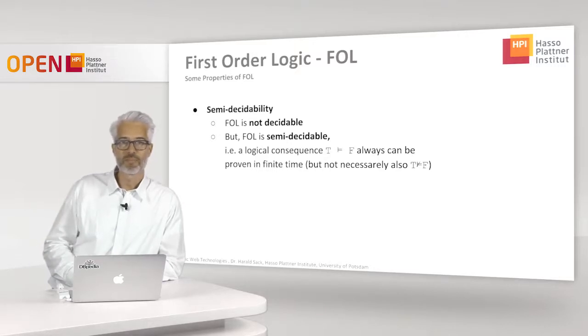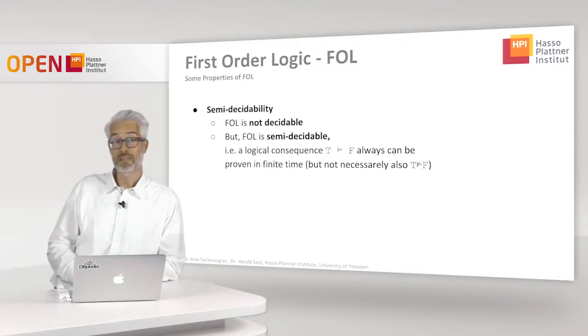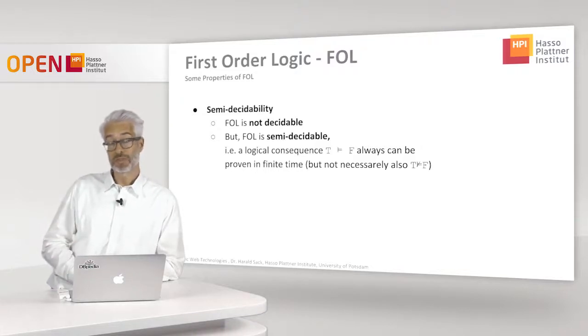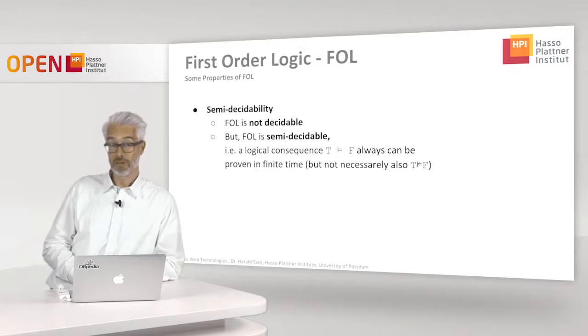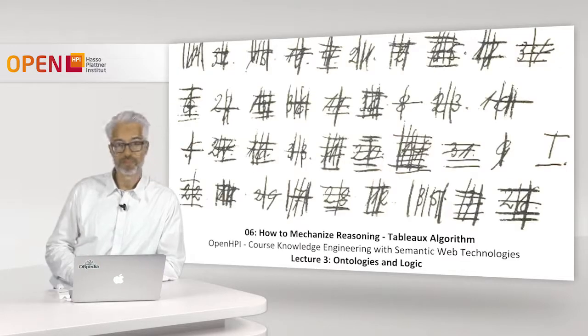So this means semi-decidability. This is a bad property, of course, and this is also one of the reasons why first-order logic is not necessarily the best possible tool for knowledge representation for our terms. And we are still looking for something which is a little bit smaller, not quite as heavy as first-order logic, but nevertheless sufficiently expressive for our purposes.